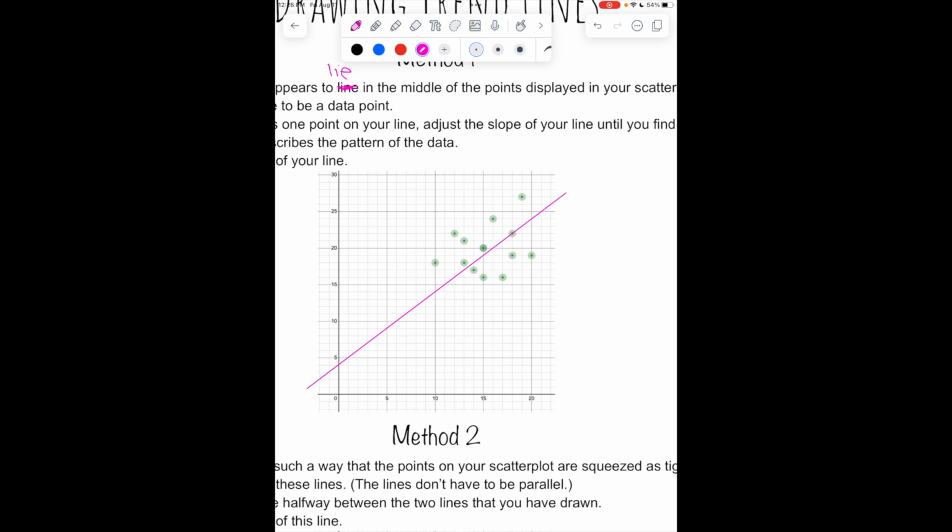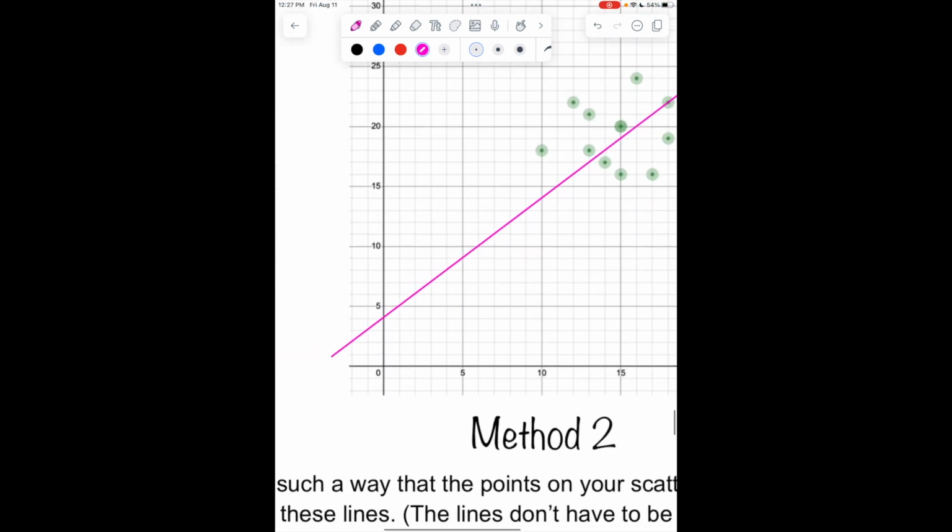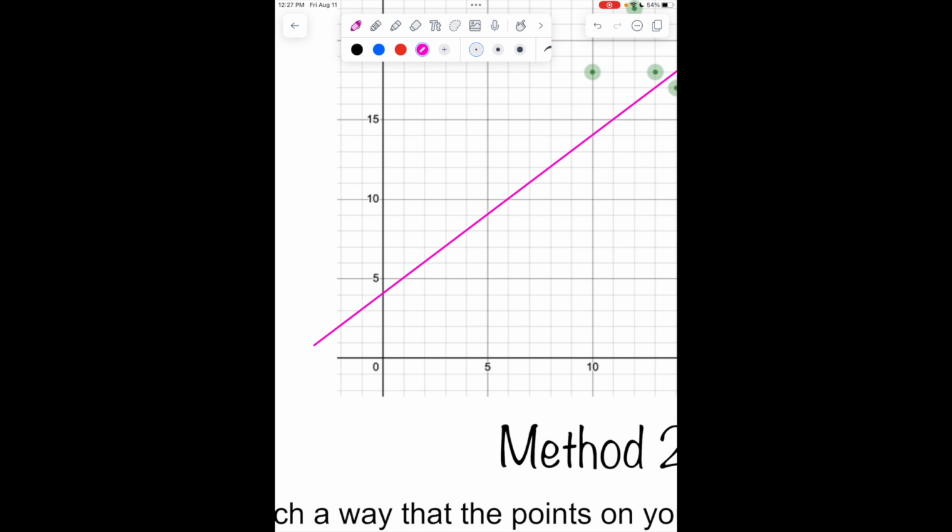Now I'm going to find the equation of that trend line. Now keep in mind that my basic line is y equals mx plus b. M is that slope. B is my y-intercept. Y-intercept here looks like it's right at 4, positive 4.